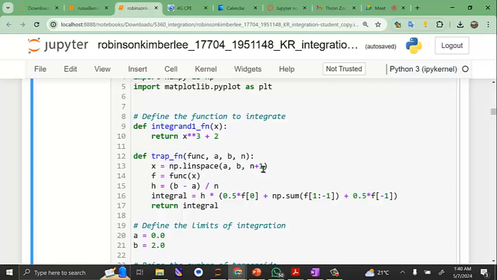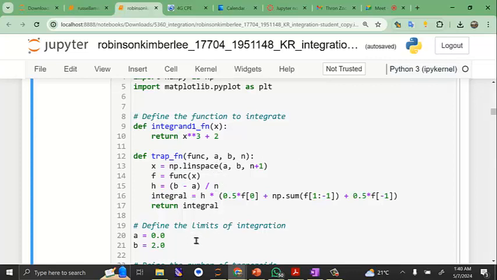There's n plus 1 points. N plus 1 points means there are n intervals. So we've seen that before. If you have 3 points, 3 points define 2 intervals, 4 points define 3 intervals, and so on. All right. So this does the trapezoid function in a very straightforward way.